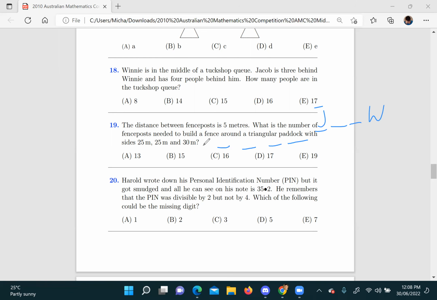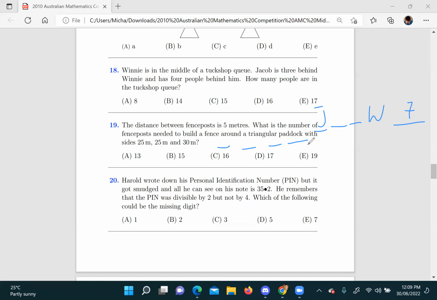Winnie is in the middle of a tuck shop queue. So how do we know how much it is? Otherwise that would add up to 10, and there's no 10. There's 7 behind him, so there's 7 in front of him because he's in the middle, and then that equals 14, plus 1, which is Winnie himself, which is 15. Oh, okay. And if Jake is there, I didn't pay attention to that. 16, 17.